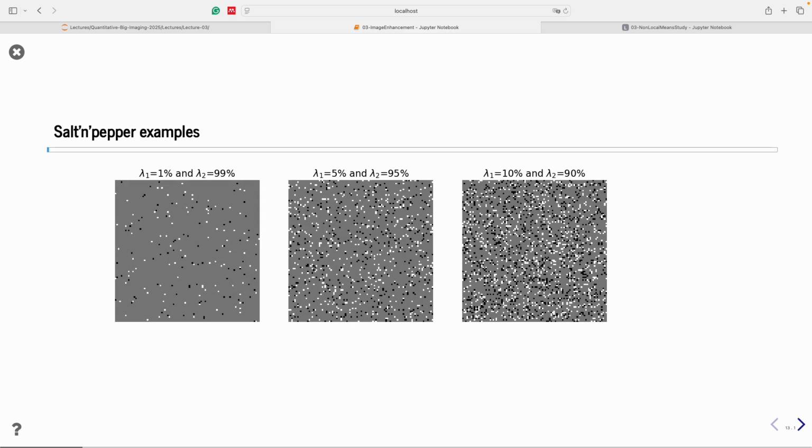And what it can look like is something like this, where I used the different lambdas. So I have lambda 1 is 1%, and lambda 2 is 99%. And then it comes out like this. And if we increase the lambdas, then it gets more and more noisy. And you can see that it's fluctuating between black and white pixels in the gray background. And how to handle these, that I will come to in a couple of slides.